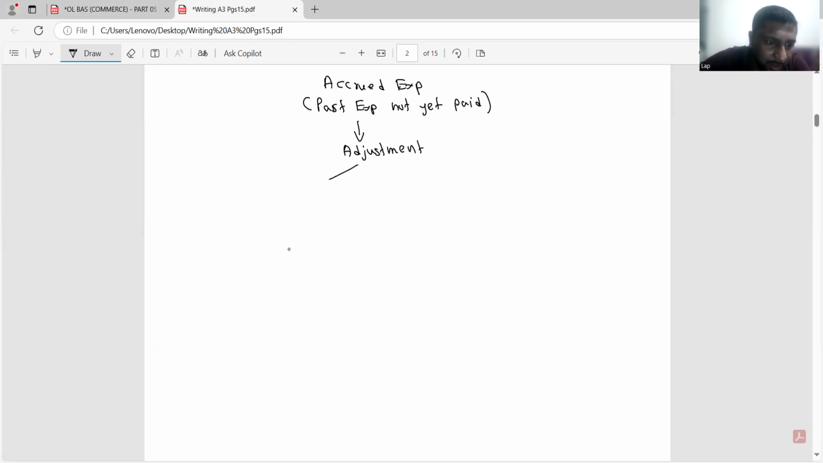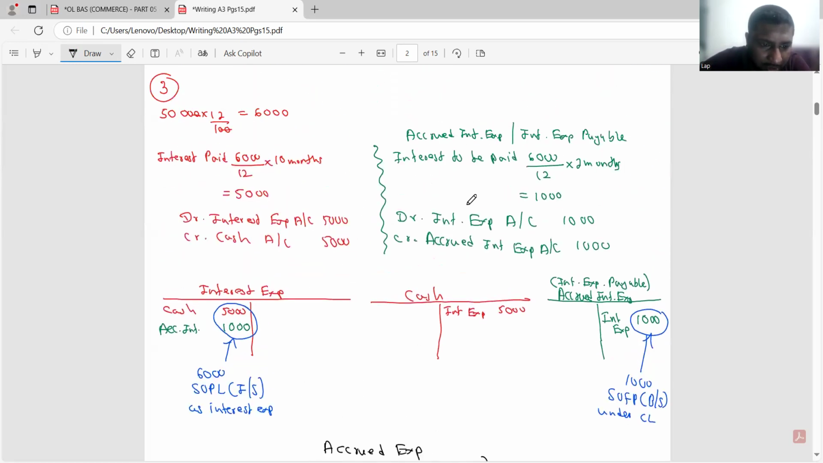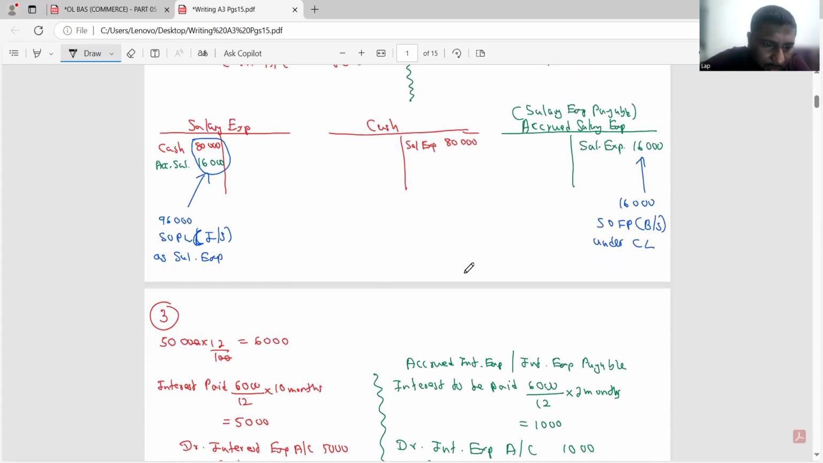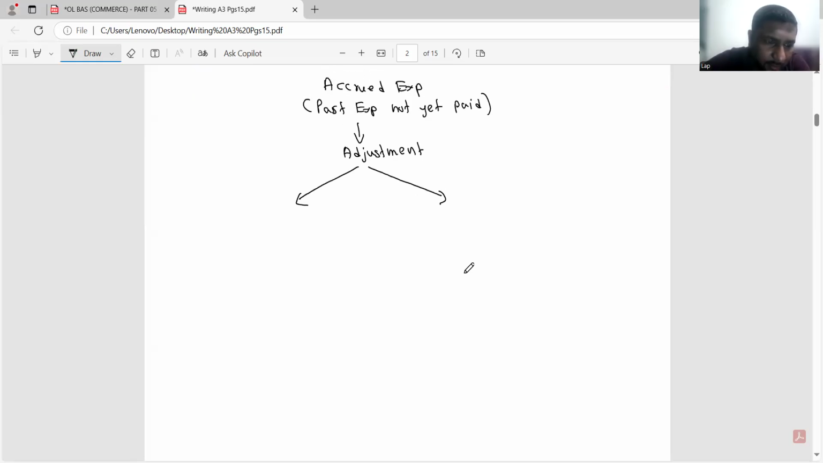What is the adjustment? Always an adjustment will go to two places. Double entry; everything we recorded in two places. One side: increase or record the relevant expense. That means we debited the relevant expense account.